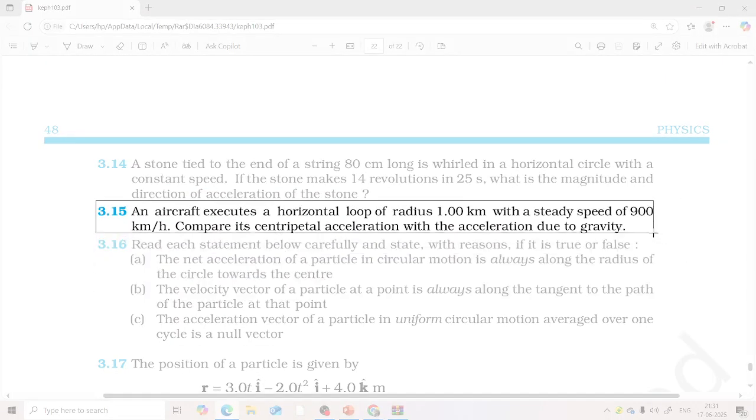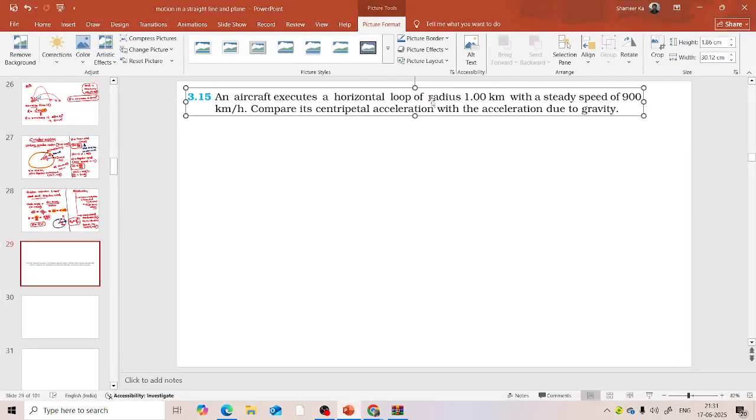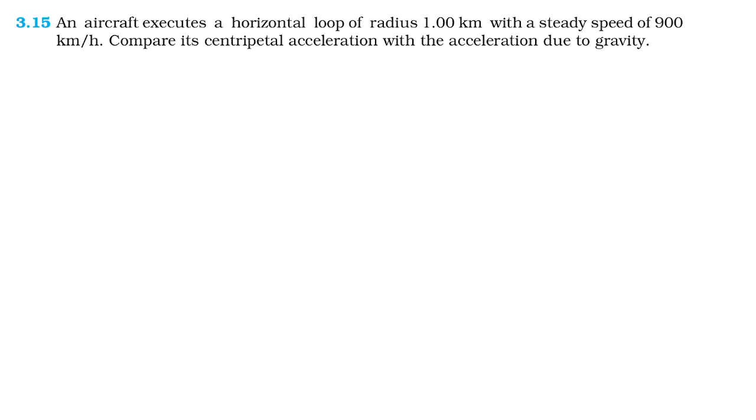This one. All of you please listen. An aircraft executes a horizontal loop of radius 1 kilometer with a steady speed of 900 km per hour. Compare its centripetal acceleration with the acceleration due to gravity. Not a difficult question.